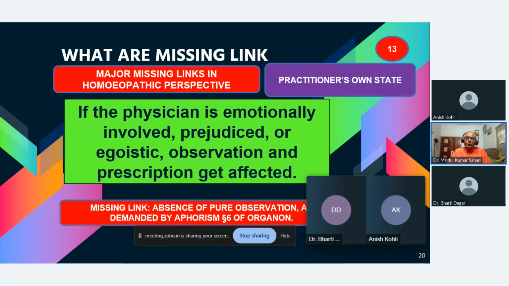Then your own state is also important. If a physician is emotionally involved, prejudiced, or egoistic, or your mind is not there in the clinic while you are seated before the patient, you cannot get the entire picture. So your own state is very important to maintain. Because in Aphorism 6 it says, unprejudiced observer. We have to be an unprejudiced observer, and only an unprejudiced observer can perceive the patient as a whole.